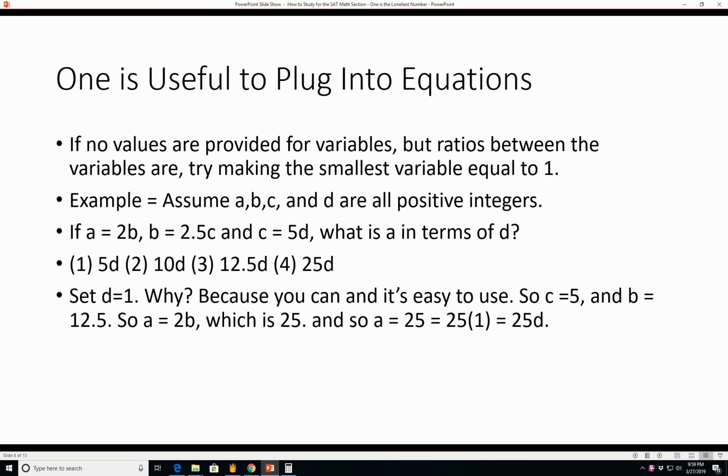Well, okay, first thing we can say is, if we set d equal to 1, as we suggest here, then it's easy to use. So you just say, c must be 5 because it's just 5 times 1. And then b would be 12.5 because that's 2.5 times 5. And then 12.5 times 2 is just 25. So that means since a is equal to 2b and b is equal to 12.5, a is equal to 25. So since a is equal to 25 and d is equal to 1, a has to be equal to 25 times 1, which is 25d. Pretty easy, right?